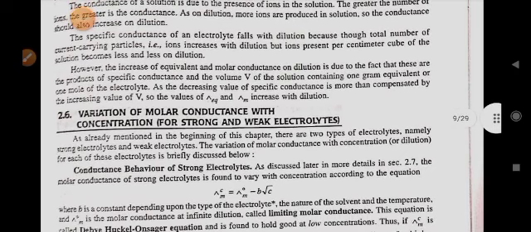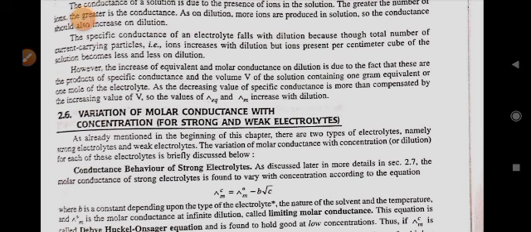However, the increase of equivalent and molar conductance on dilution is due to the fact that these are the product of specific conductance and the volume V of the solution containing 1 gram equivalent or 1 mole of the electrolyte. As the decreasing value of specific conductance is more than compensated by the increasing value of V, the values of lambda EQ and lambda M increase with dilution.